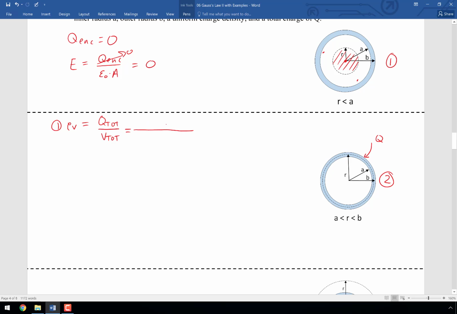So this numerator is going to be Q. That's the total charge. What is the total volume of the blue region? Well, we could start with the volume at B, which is going to be 4/3 pi B cubed. But the problem is that there's a bite taken out of it, a bite out of the middle. And the part that's taken out of it is the volume of radius A. So this would be minus 4/3 pi A cubed.